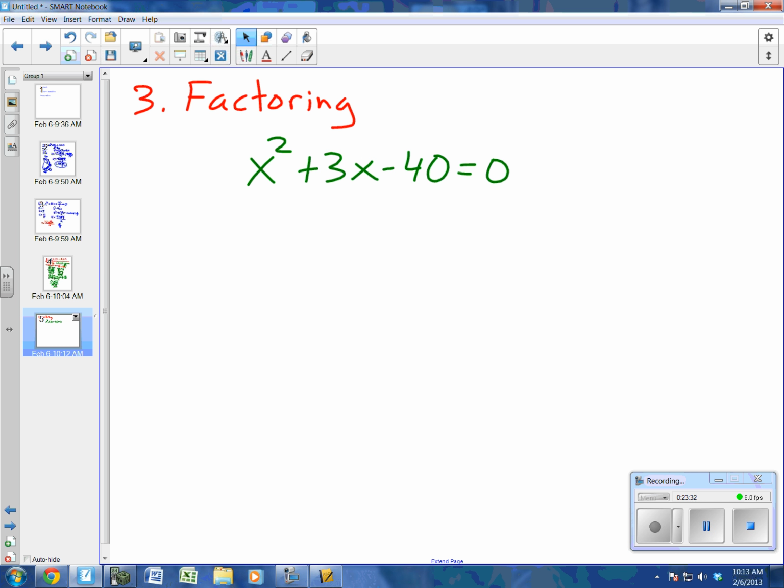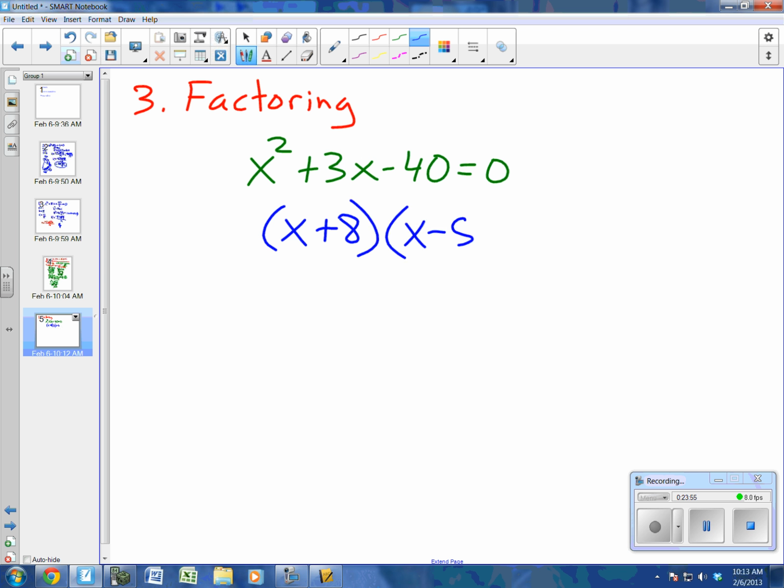What are two numbers you can think of that you can multiply together and get 40? 4 times 10 is 40. Is the difference between 4 and 10 what I need? 8 times 5 is 40. Is the difference between 8 and 5 three? Yeah. So it would actually be x plus 8 and x minus 5. Because look, 8 times negative 5 is negative 40, and 8 plus negative 5 is positive 3, right?